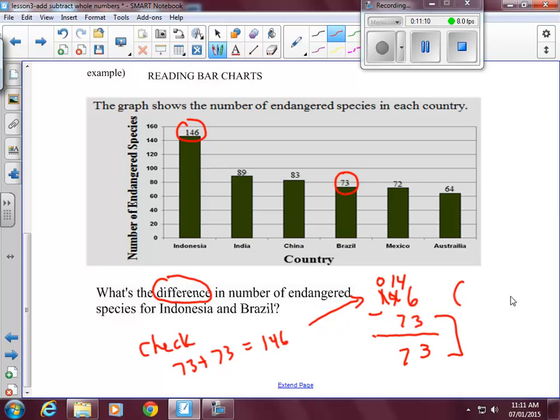Fancy words that you may have forgotten when you're subtracting. This guy is the minuend, and this one is the subtrahend. Those are words that we don't use much anymore, but if you take the result, the subtrahend, and add them together, you should get back to the minuend.